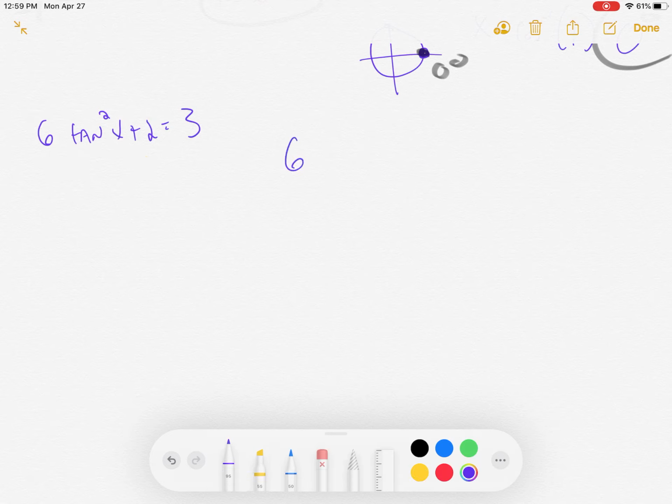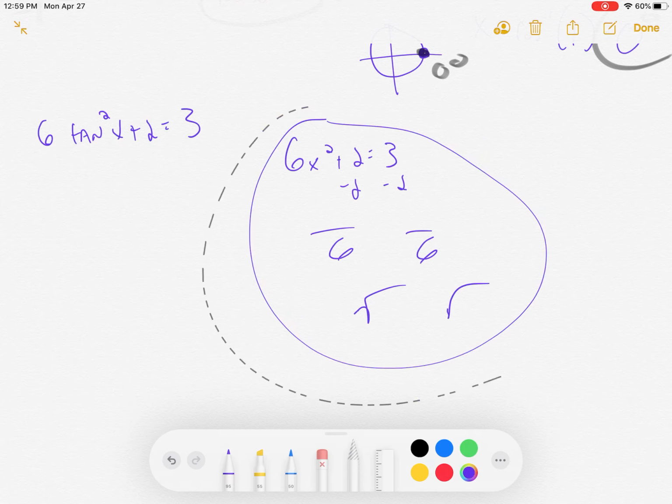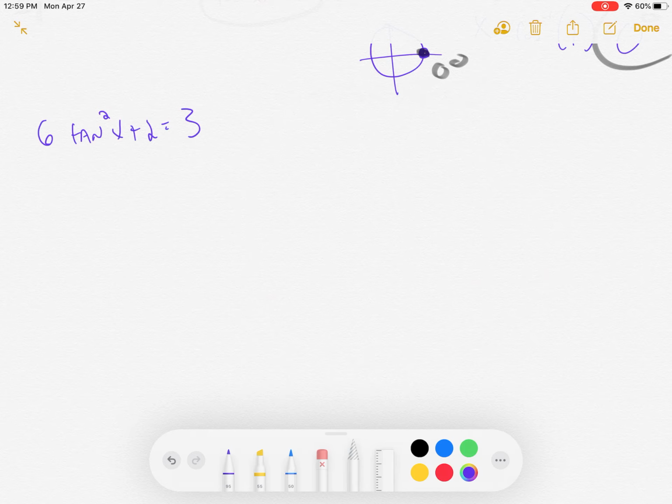So if this was 6x squared plus 2 equals 3, you'd minus 2 minus 2. Then you divide by 6, then you take the square root. So we're going to do the exact same thing as this, but instead of an x squared, we have a tangent squared x. So let's start by minus 2, cancel.